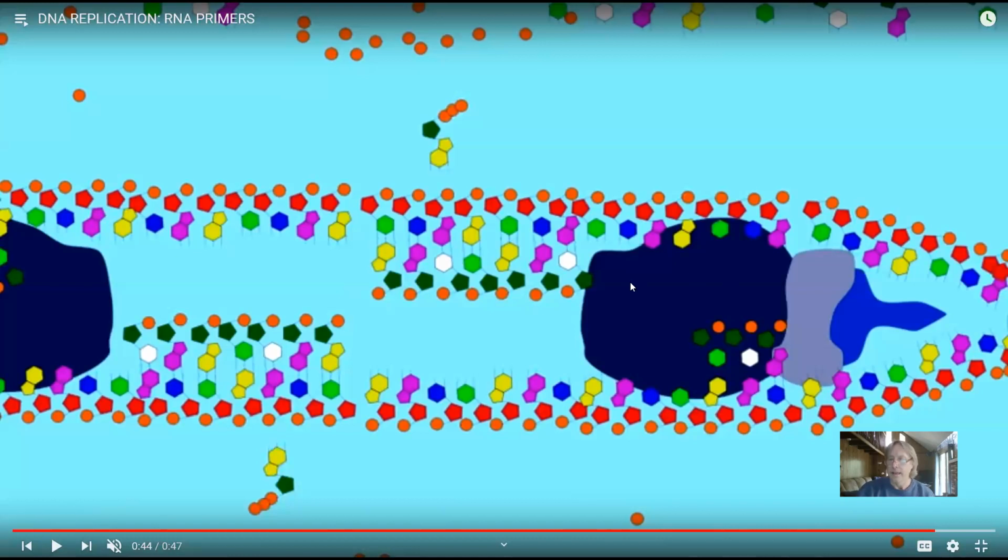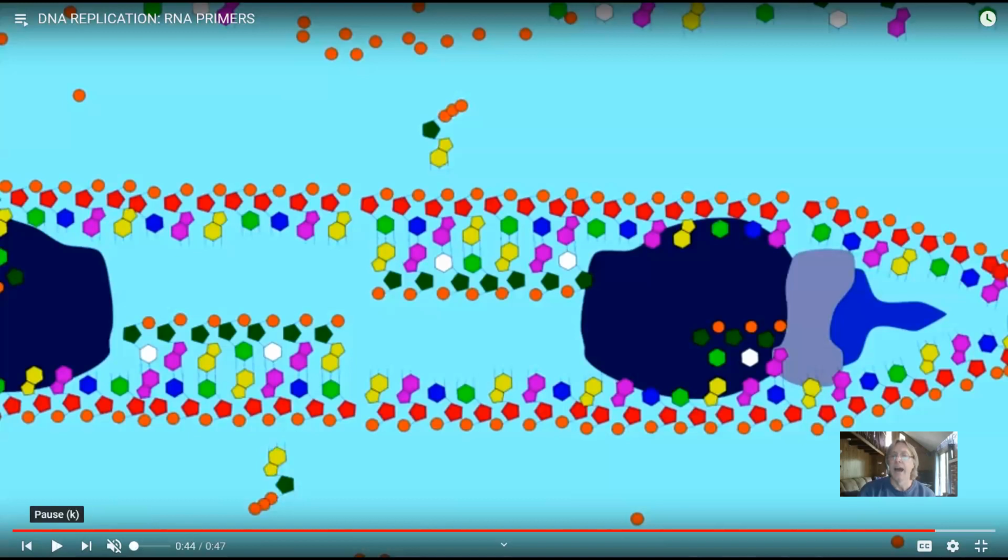You don't want them to have more mutations than you're already going to get. And so as a result, the very first nucleotides which are replaced are in the form of an RNA primer, which will eventually be removed and replaced. So the fact that it was the most error-prone does not matter, because these will not stay.